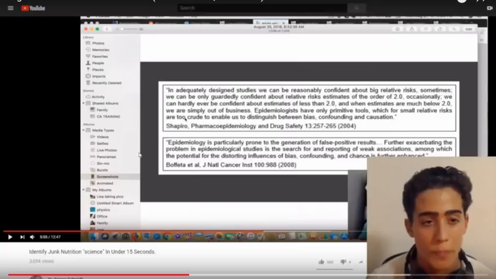So we'll go through the epidemiology, we'll go through what a relative risk is, we'll go through why this is not a hard, fast rule that relative risks need to be above 2.0, and specifically in the context of the vegan debate, why this doesn't apply.